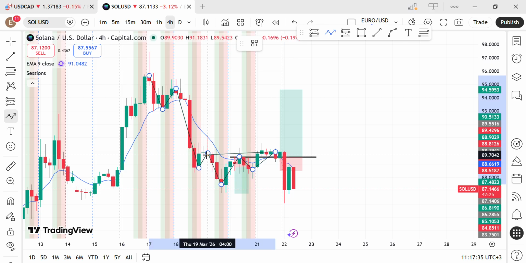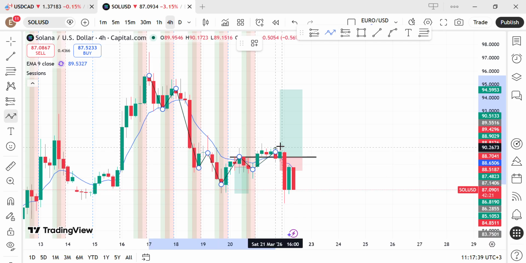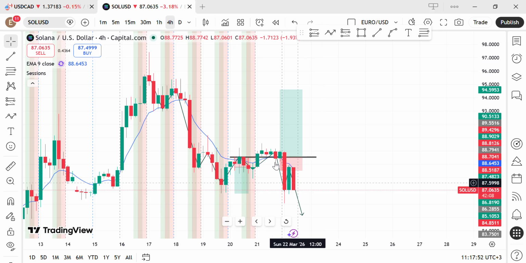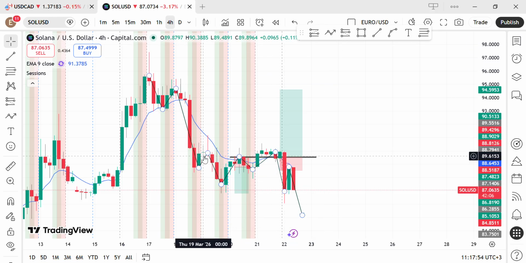It made this lower equal high, which is equal to this lower high, and sold all the way here to make a new lower low, and so forth. So what would you do? What were you supposed to do here?